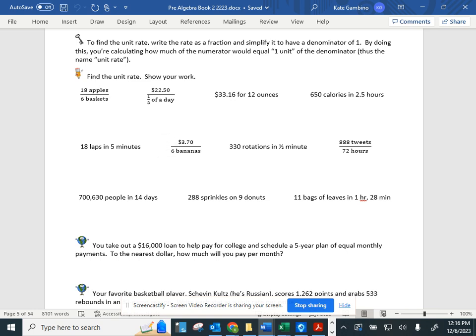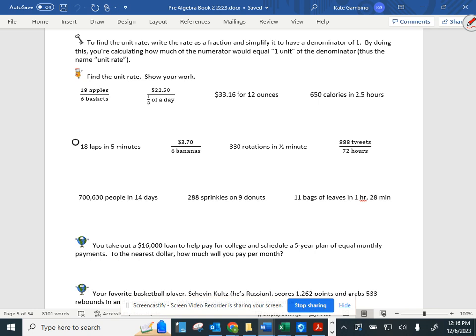So, 18 apples in 6 baskets. What is our unit rate for that? What do I have to do, Kyle? Nope, I am not dividing the numerator and denominator. Well, kind of, I guess. Yeah, Kyle, I think you were on the right track. It's just not how I would have explained it.